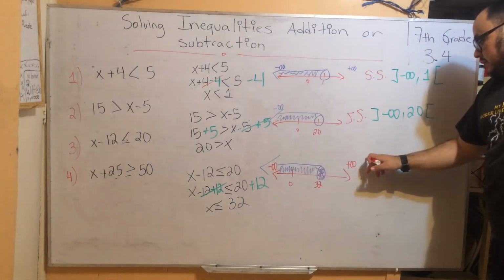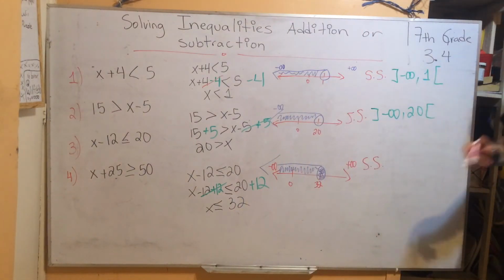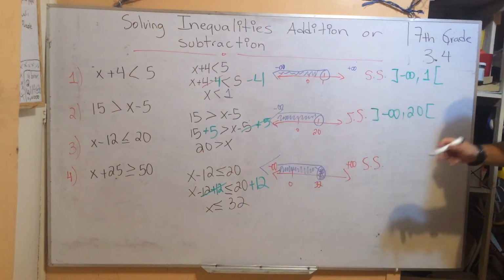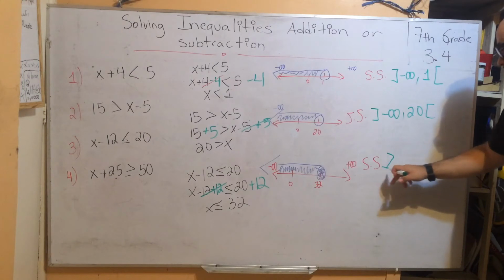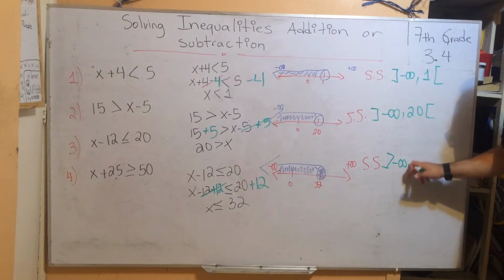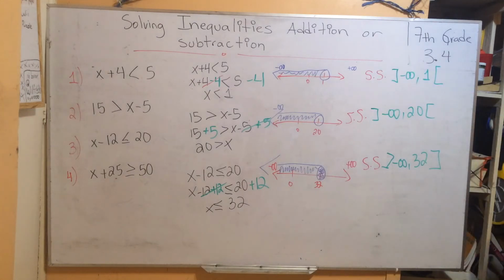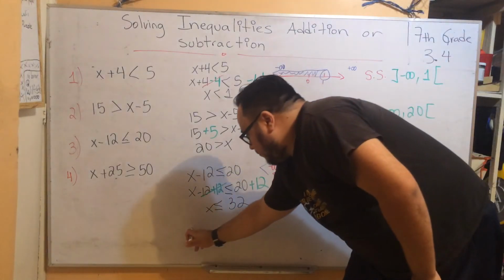So when we write our solution set, the numbers come from negative infinite, not included. Remember that infinites are never included. But now we have 32 included. Remember that this bracket like this means that it is included. And there we have our solution set. Let's work on the last one.